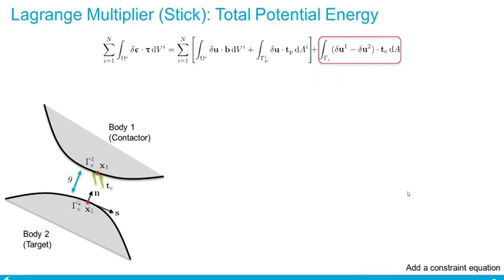The second approach to solve the contact problem is to add a constraint equation, and this is the so-called Lagrange multiplier method. On this slide, we are going to demonstrate the Lagrange multiplier method for stick conditions, which means no separation between the contact surface, no sliding, starting from the total potential energy.